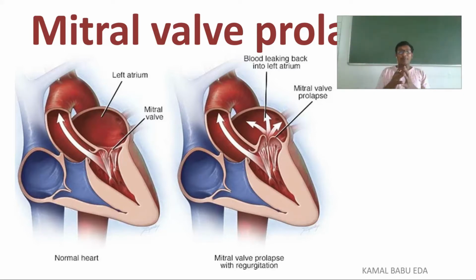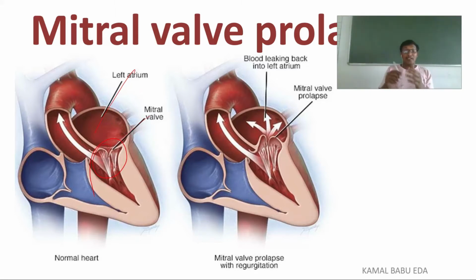Coming to the topic mitral valve prolapse, what does it mean? Here the leaflets, instead of staying in position, go into the left atrium. If you see the picture here, this is the normal heart. This is the left atrium, this is the mitral valve, and it is in position. It is guarding the opening here.